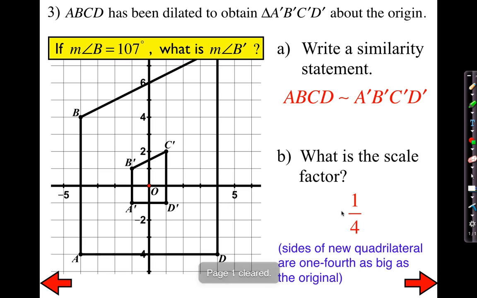So here, let me ask you real quick. If I said angle B is 107 degrees, what is the angle of B prime? The answer is 107 as well. Because again, with congruent and with similar shapes, angles are always congruent. Corresponding angles are always congruent.